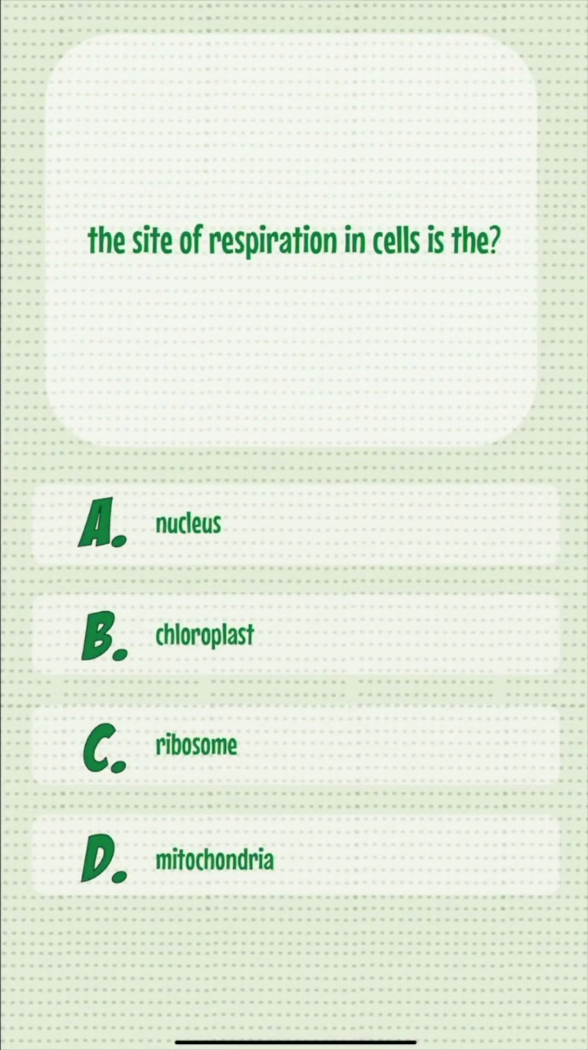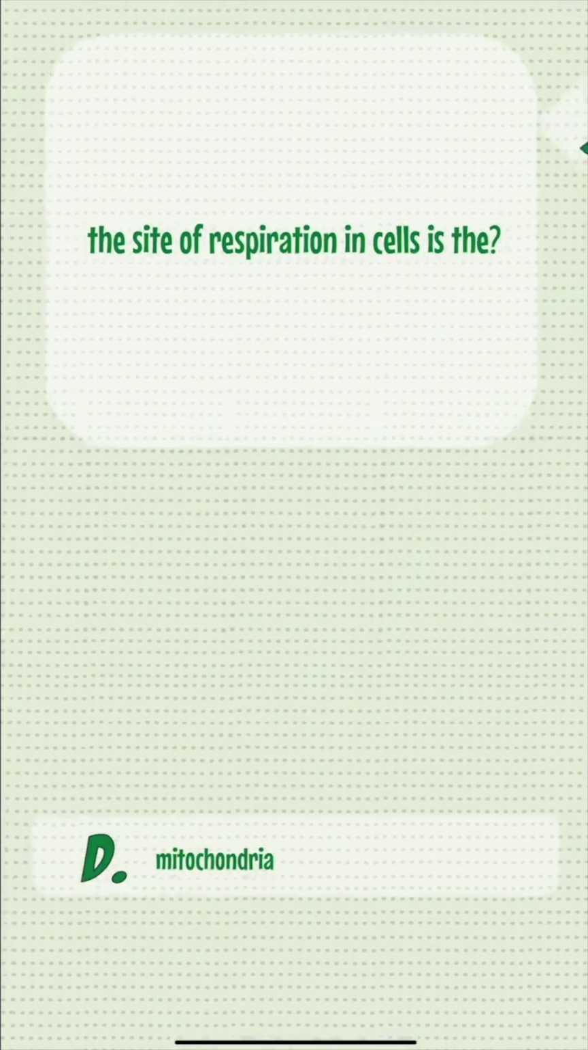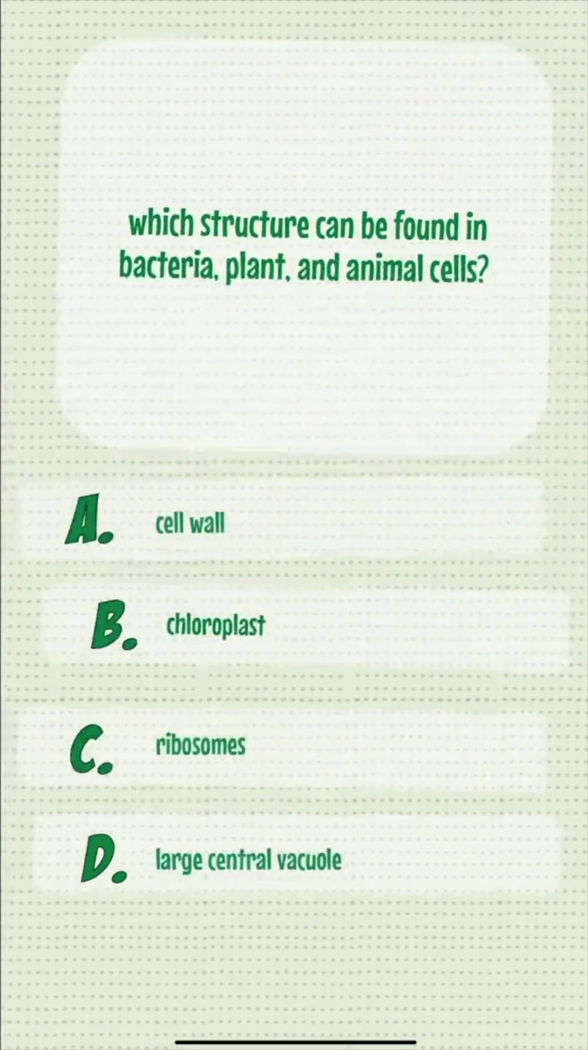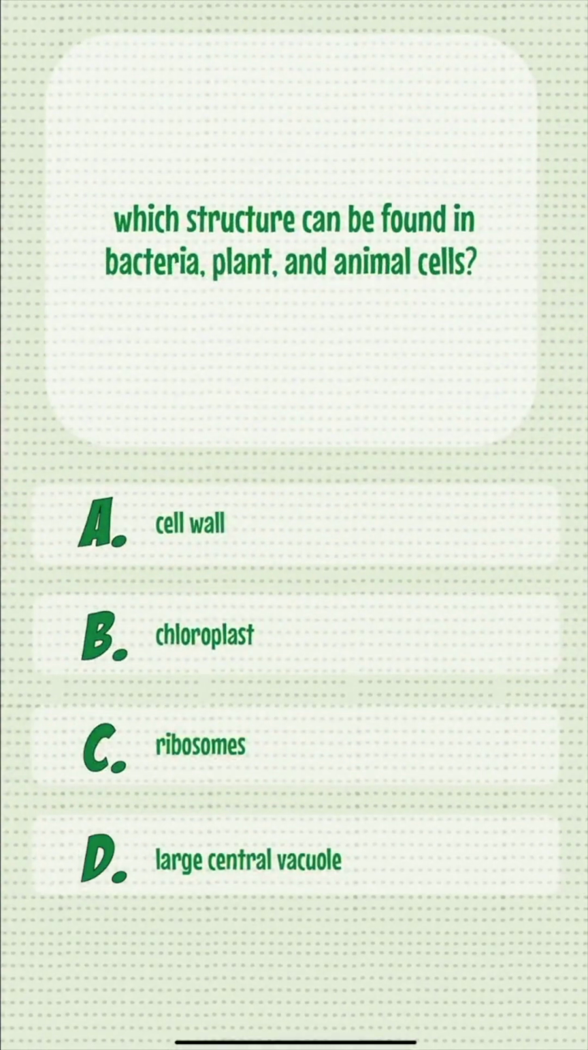Next up, the site of respiration in the cells is the... We mentioned this right at the start of the live. Yep, everyone's getting it. Answer is D. I'll pause if there's like a tricky one. I'm just going quickly through these because I've covered most of this stuff. Which structure can be found in bacteria, plant, and animal cells? So which one can be found in all three of these? Got about 6 questions left.